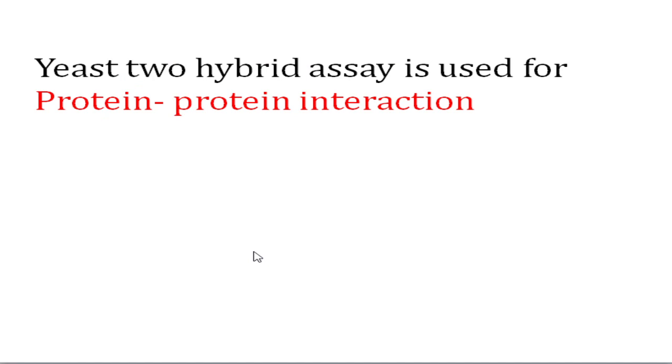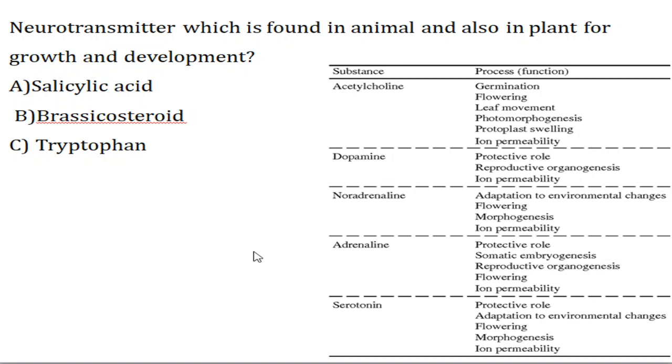Next, what is the purpose of the yeast two-hybrid system? Generally, this two-hybrid system is employed both for protein-protein interaction studies and protein-DNA interaction studies. Next is a neurotransmitter which is found in animals and also in plants. The particular compound acts as a neurotransmitter in animals, whereas in plants it acts as an important signal for growth and development.